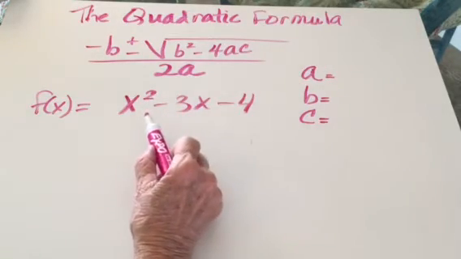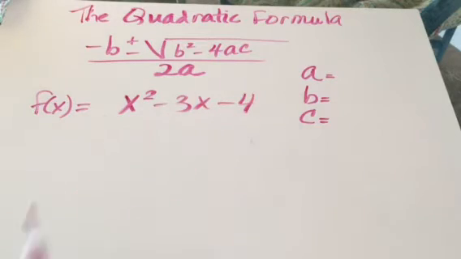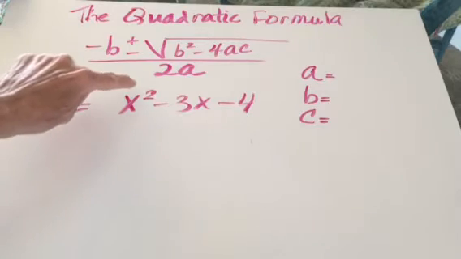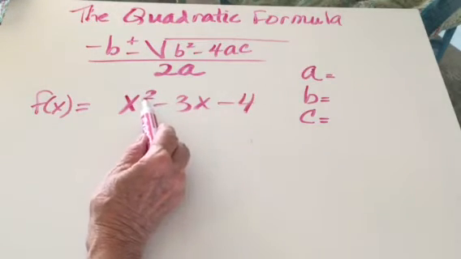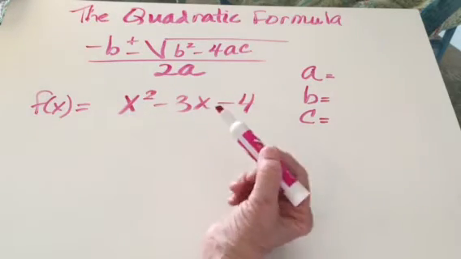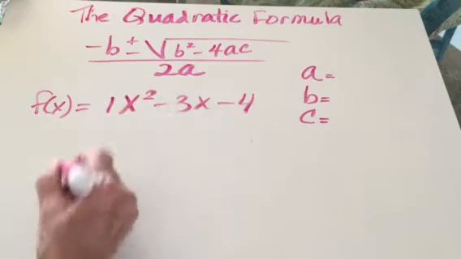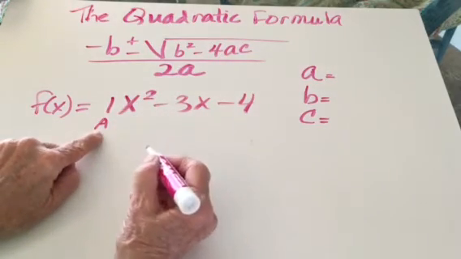All right, here is a quadratic equation. I know it's quadratic because it has a square sign in it. If it didn't, it wouldn't be quadratic. It has to have that little 2. All right, what number is automatically in front of that x? Well, it's a 1. I just don't write it down. That's the a number right there.